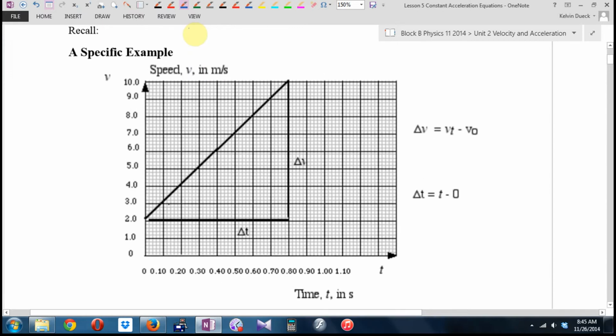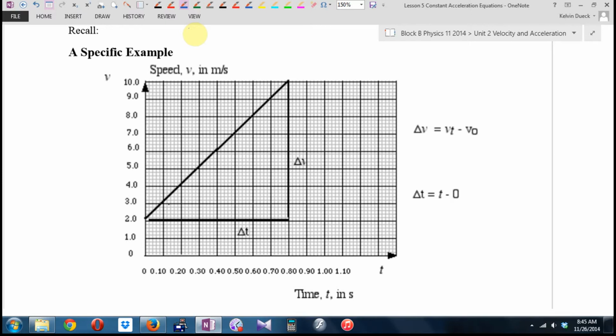Oh, is there an acceleration? What kind of a graph is this? What are we graphing on the y-axis? Speed and time. Where does acceleration show up on a speed versus time or velocity versus time graph? The slope. Yeah, the slope.